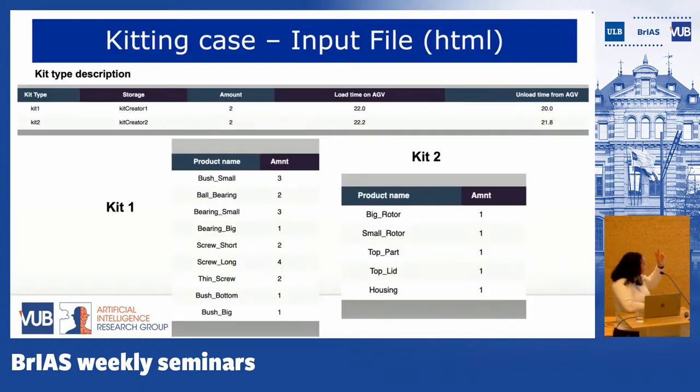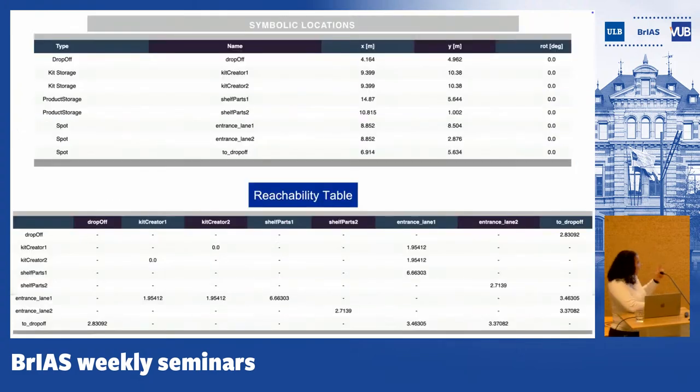So now the input file we receive is an HTML file, so we have to adapt to this. We have components for the different kits, and that's how they are defined. And we have a load time to the AGV and unload time from the AGV. Of course, we have here the locations in the warehouse and the reachability table that is telling me from where I can move to where.